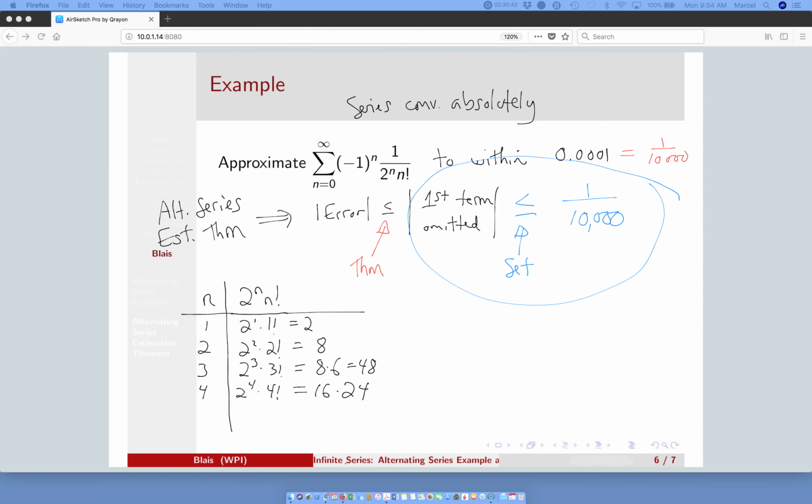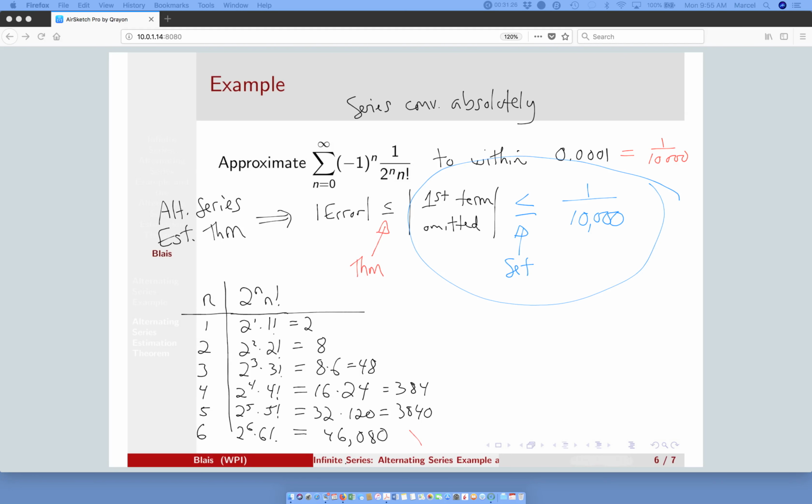And so we're continuing, when n is 5, we get 2 to the 5th times 5 factorial, which is 32 times 24 times 5, 120, which is 3840. Oh, I forgot to write here. This was 384. And then when n is 6, 2 to the 6th times 6 factorial, that works out to be 46,080. So you can see that this term grows pretty quickly.